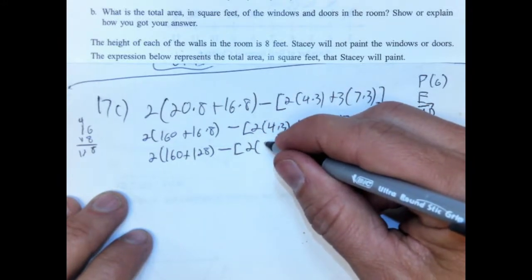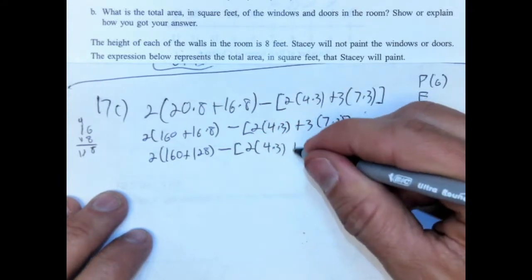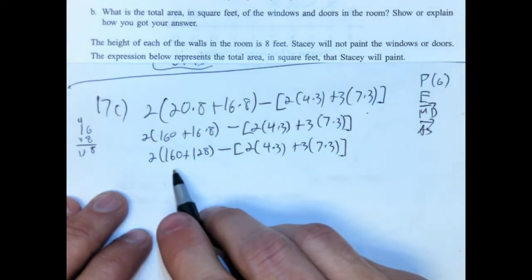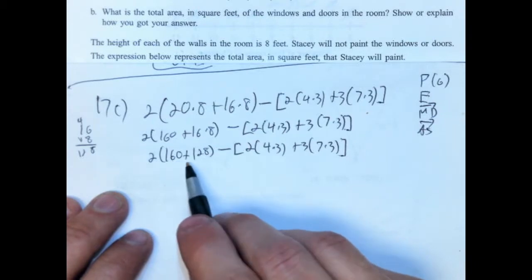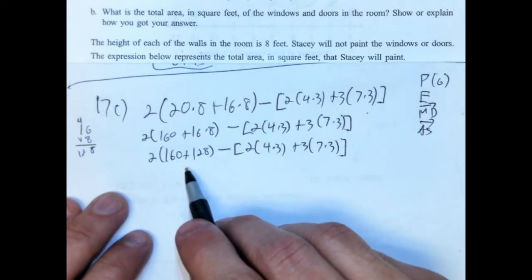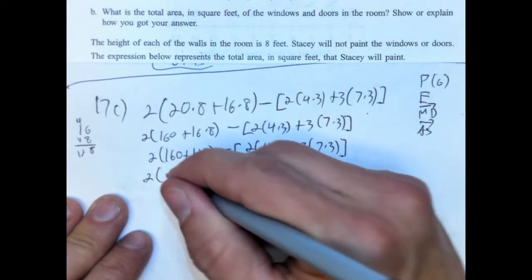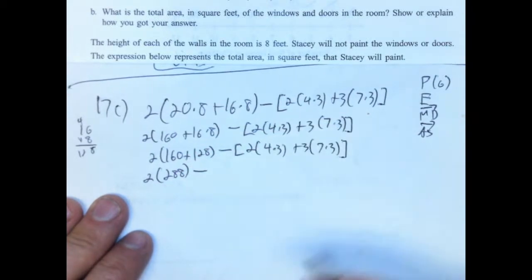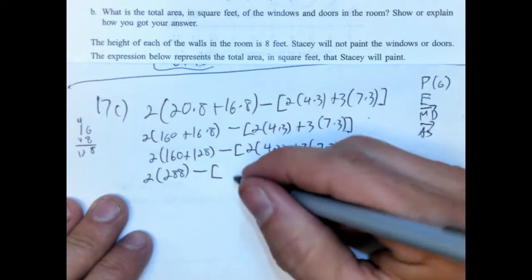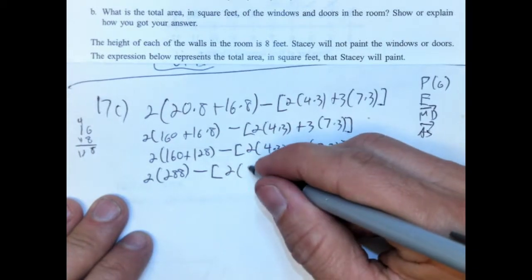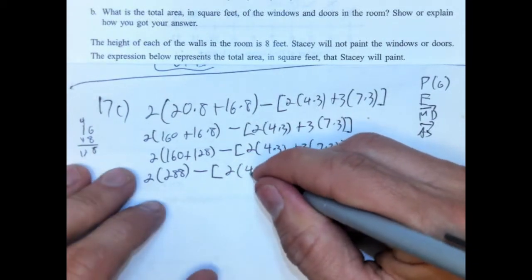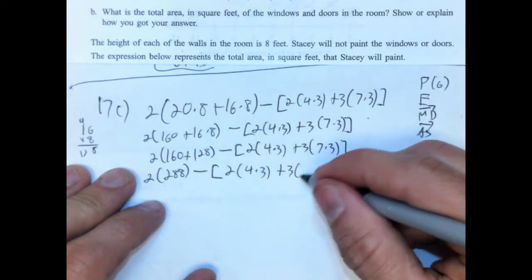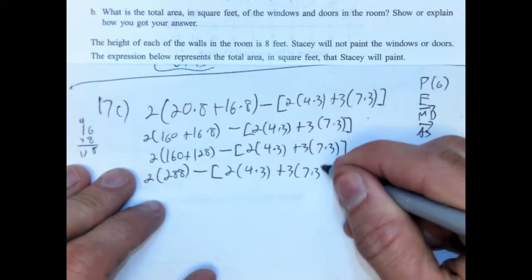2 parentheses 4 times 3 plus 3 parentheses 7 times 3 plus bracket. Okay, we're going to finish this parentheses off here. 160 plus 128 would be 288. So 288 minus, and then now we're going to start focusing on this parentheses bracket slash grouping over here. 4 times 3 plus 3 times 7 times 3.